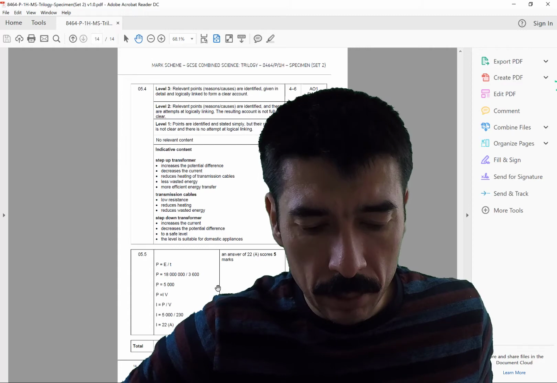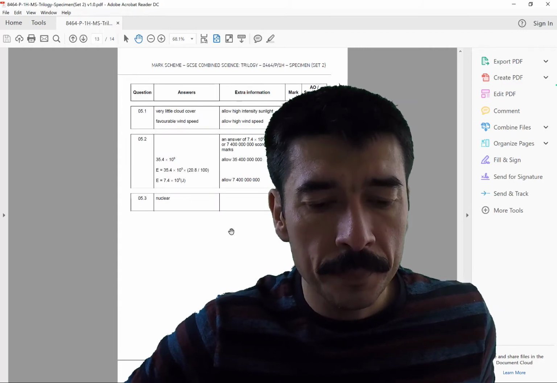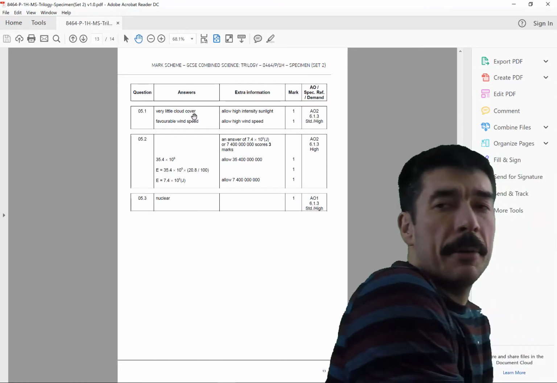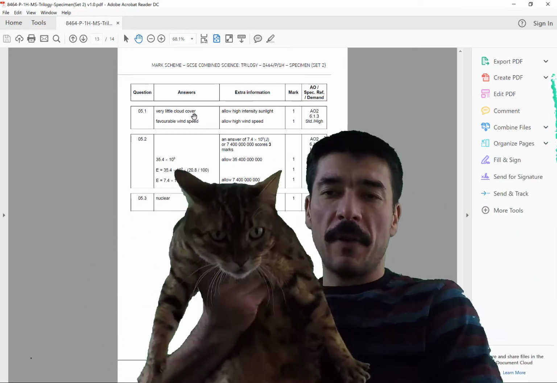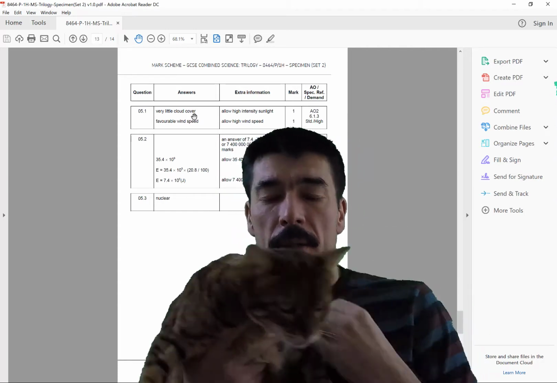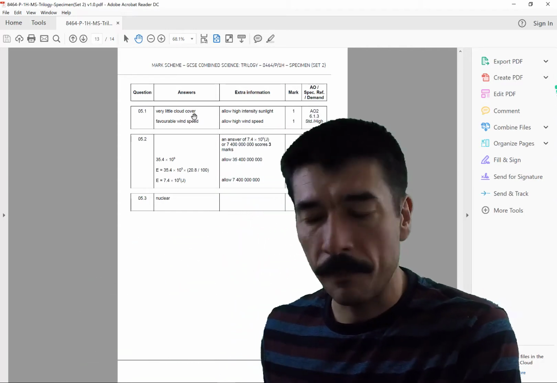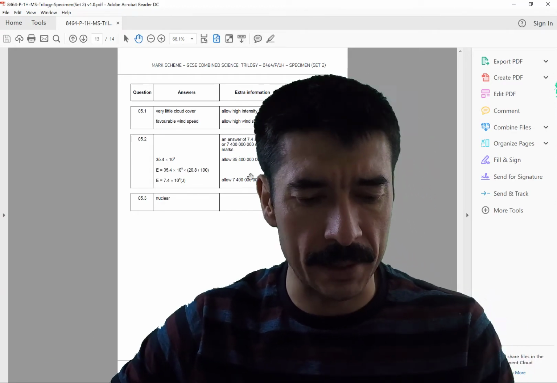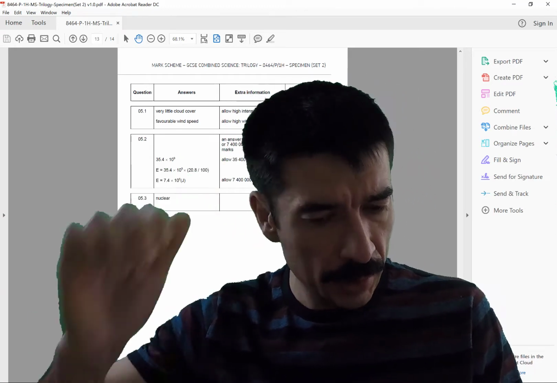Okay, so let's have a look. Little cloud cover, favourable wind speed. I don't know how you were supposed to know that the wind speed was favourable in the UK in June 2017. But they did give you a few clues, and it is a specimen paper, so I'm not expecting it to be perfect. Right.